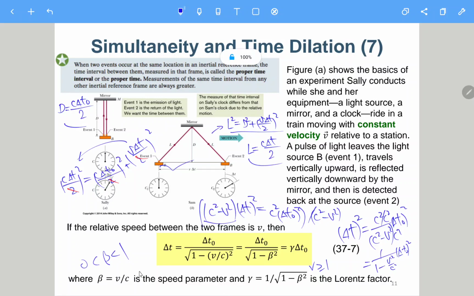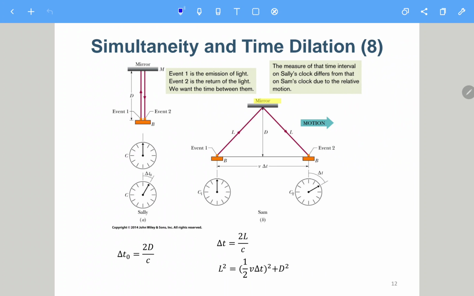Of course, v over c does not have any SI unit, because this is a speed and this is another speed, so they cancel each other. Beta is a dimensionless variable, and so is this one. 1 minus dimensionless is still dimensionless. So gamma is still a dimensionless factor. So this is time, this is time, this is dimensionless.